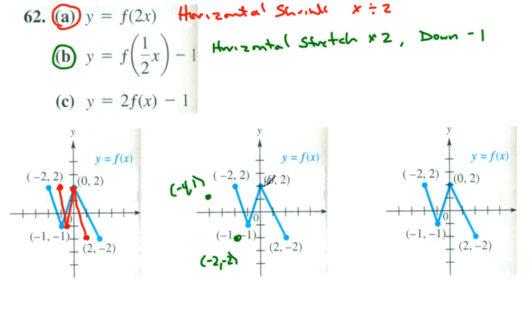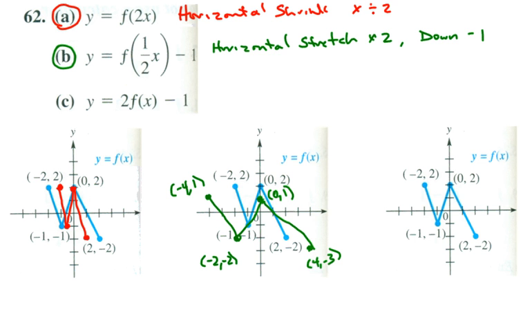Right here, I double my x, which just stays at 0, and my y becomes 1 down, so 0, 1. And my last one, when I double my x, I end up at 4, and I go down 1. That's going to be negative 3. I'll get that a little more accurate. There we go. So 4, negative 3. And then once I have those points, I just connect them. And you can see that this is twice as wide, and it's been shifted down 1 unit.